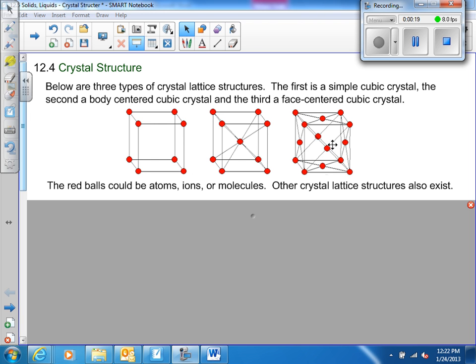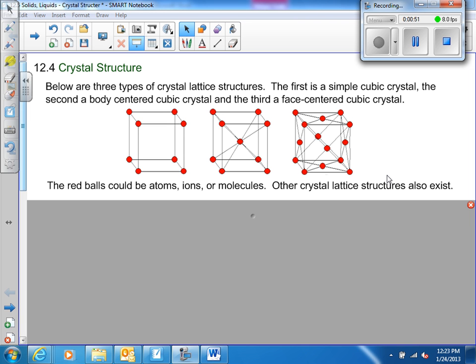So here I've got three different possible crystal lattice structures. The first is a simple cubic crystal, right there. This is a body-centered crystal, where in the very center there is either an atom or an ion or a molecule, and then on the outside of the cube there's also an atom, ion, or molecule. There's also something called a face-centered, where on each face of the cube there is an atom, ion, or molecule, in addition to each of the corners of the cube.